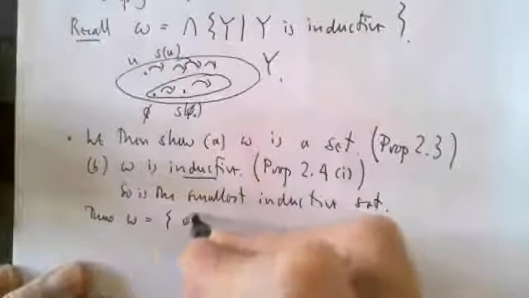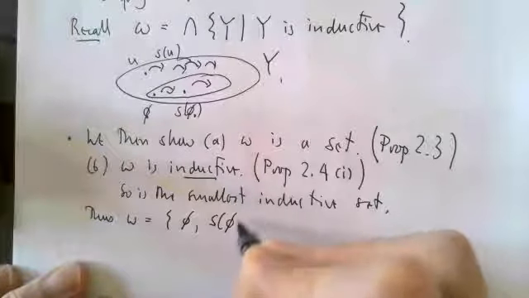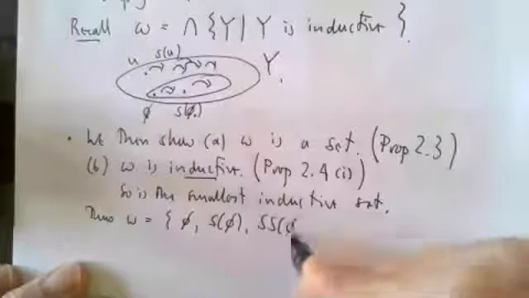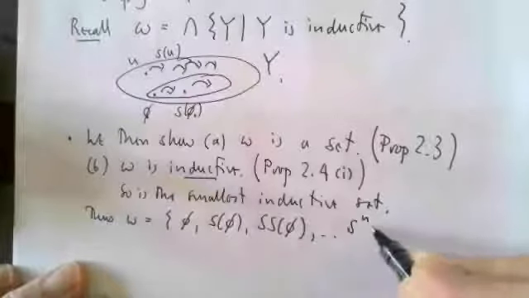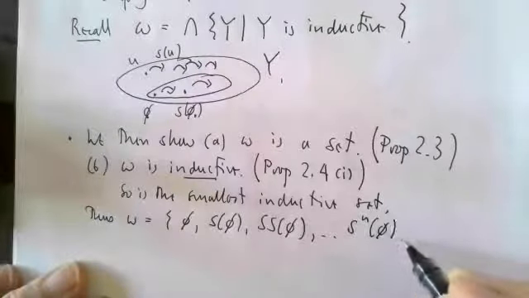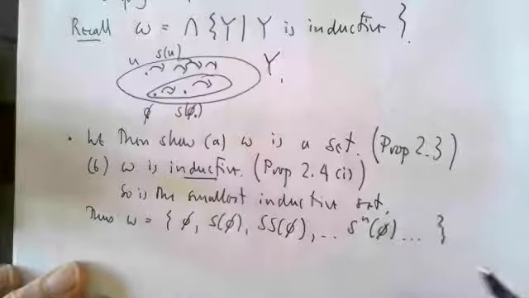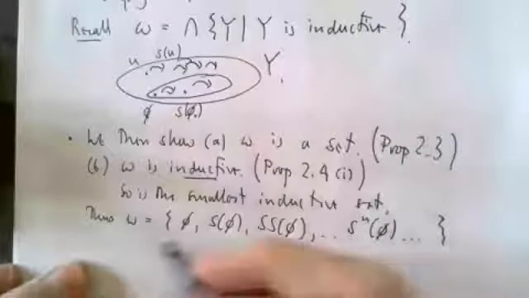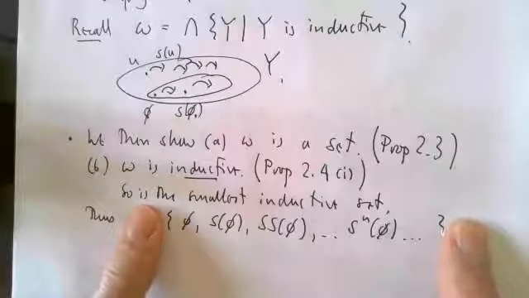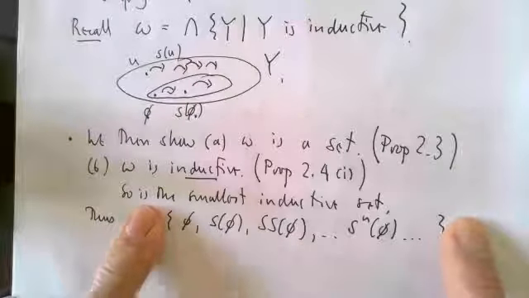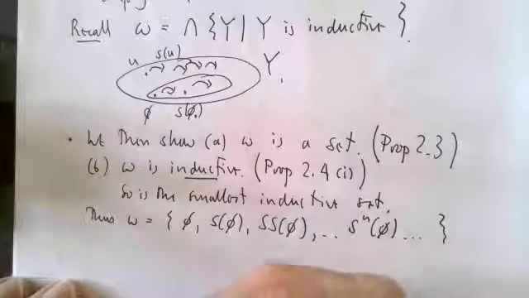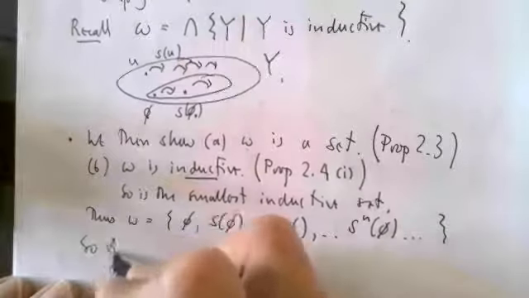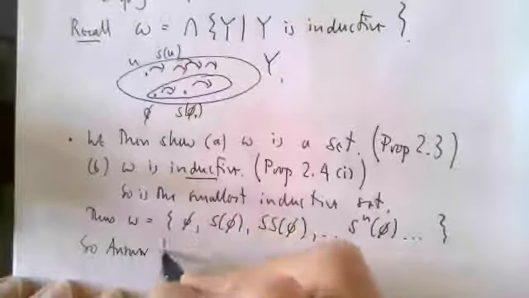So clearly this here, with just the one chain in it, is an inductive set. Thus, omega is going to be this, n times, etc. Omega is the smallest inductive set, so omega is this. So the answer to the question is yes.